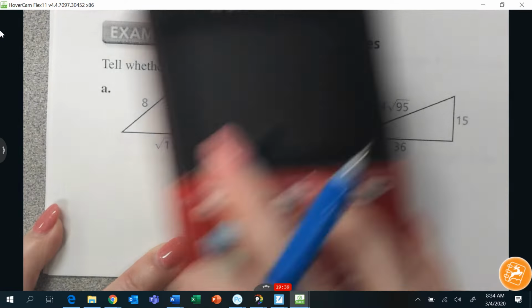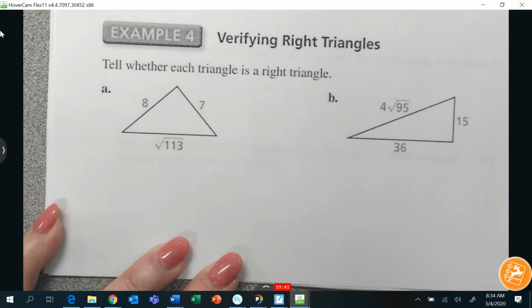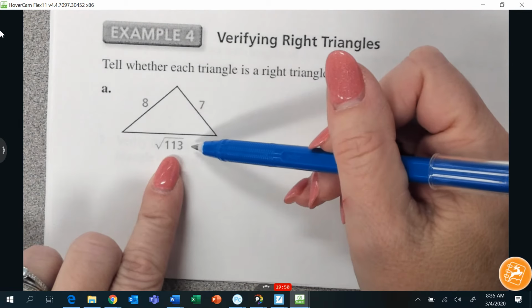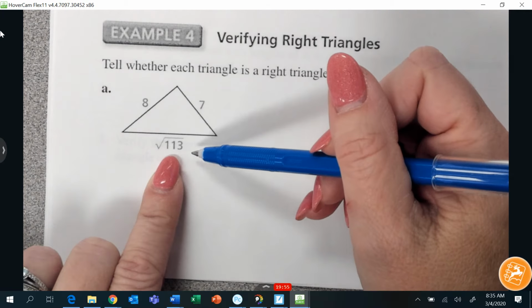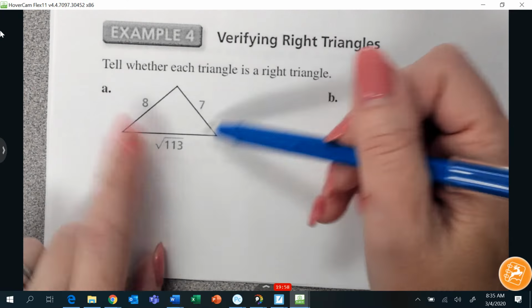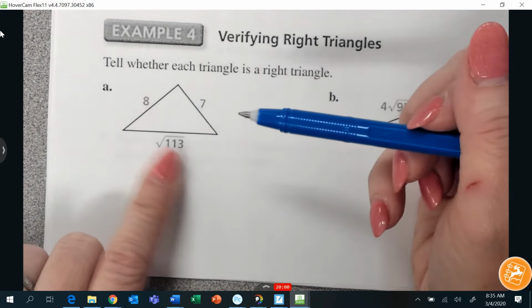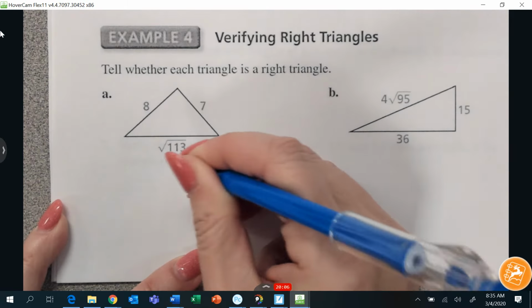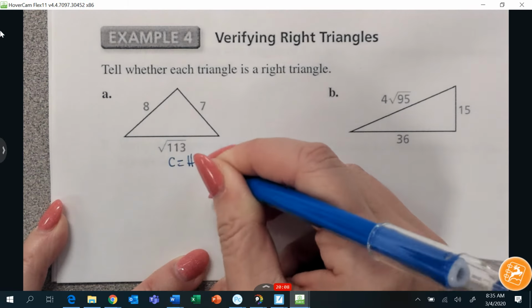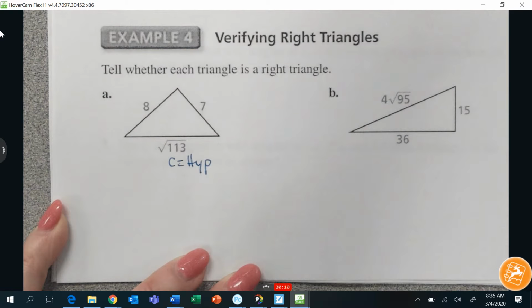Is square root of 113 bigger than 8 and 7? Without checking on your calculator, do you know? Think of a square root you know the answer to that's near 113. Square root of what? And that's what? 10. It's already bigger than those, so yeah, this has got to be the biggest side. Or you can check on your calculator. I just wanted you to think. All right, so that's the biggest side. That means that one's the hypotenuse, if it is a right triangle.